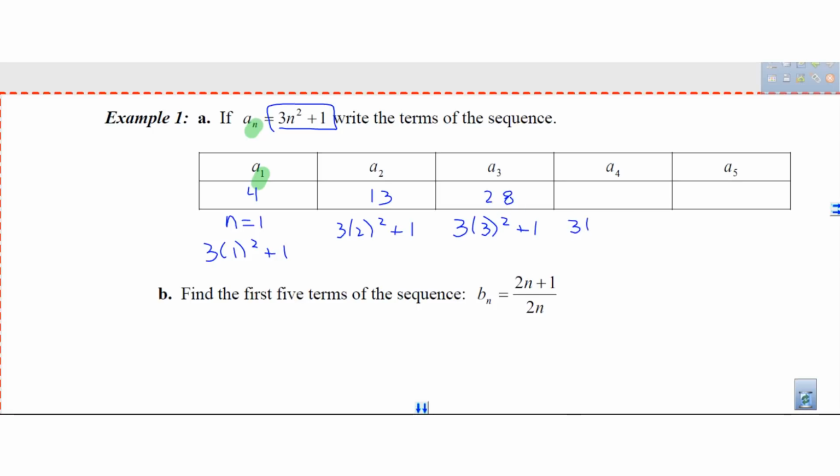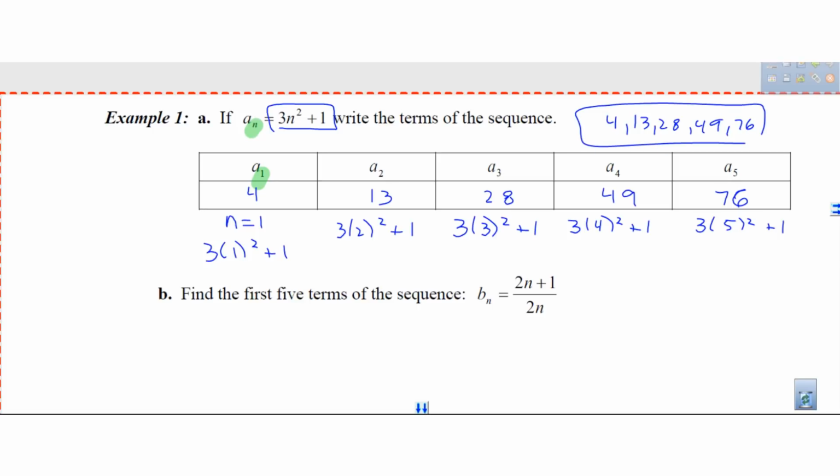The next one is 3 times 4 squared plus 1. 4 squared is 16. 16 times 3 is 48. 48 plus 1 is 49. The next one, n is 5. So it's 3 times 5 squared plus 1. 5 squared is 25. 25 times 3 is 75. 75 plus 1 is 76, and that's it. So very basic. Basically, here's your sequence. If I had to write this as a sequence, it'd be 4, 13, 28, 49, 76, and that would be your sequence.